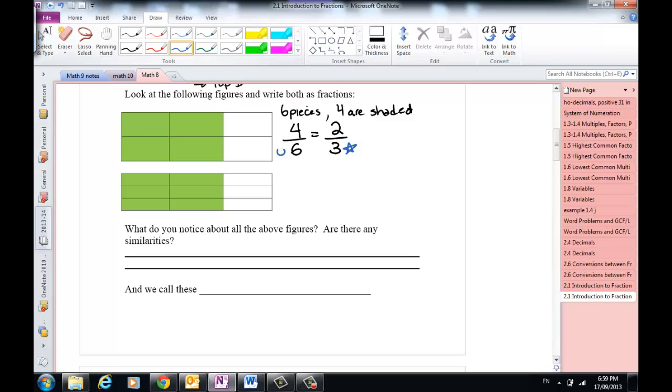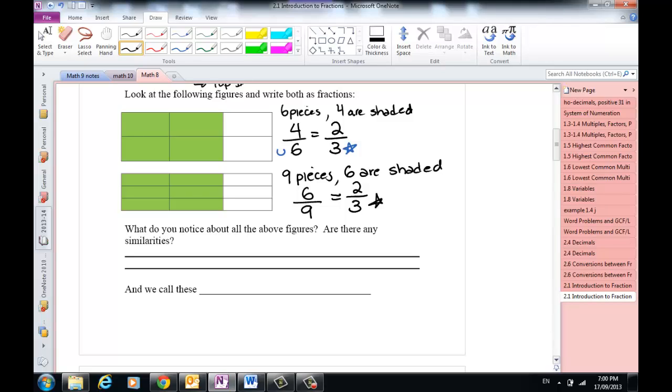Alright, what about the next one? So I have 9 pieces in total, and 6 of the pieces are shaded. So I would say 6 out of 9, or 6 over 9. And again, we always want to leave our fractions in the simplest form. Notice that both 6 and 9 are divisible by 3. And therefore, I can simplify this by saying 6 divided by 3 is 2, and 9 divided by 3 is also 3. So this side here is the most simplified. It is equal to 6 over 9. It's just that 6 over 9 has not been simplified yet.